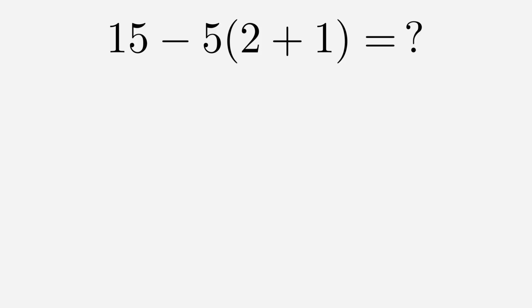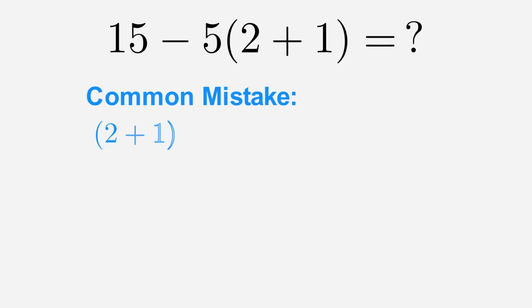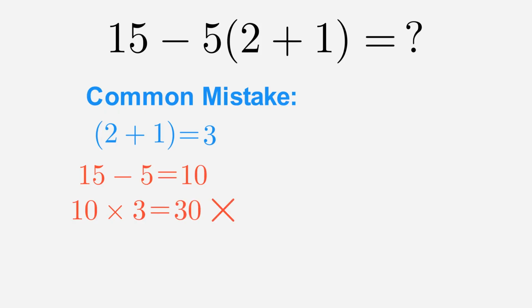I know exactly what answer you just blurted out. 15 minus 5 times the quantity 2 plus 1, and I'm here to tell you, you're wrong. Here's what most people do. They see 2 plus 1 and get 3. Then they think, 15 minus 5 is 10, and 10 times 3 is 30. Boom, 30. That's your answer, right?